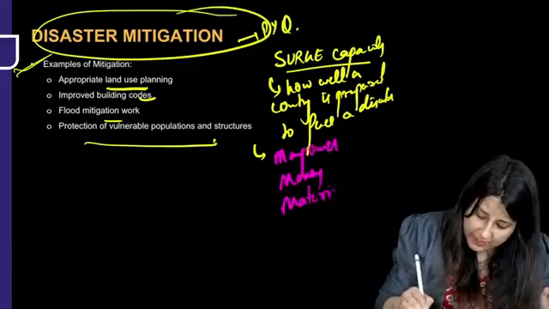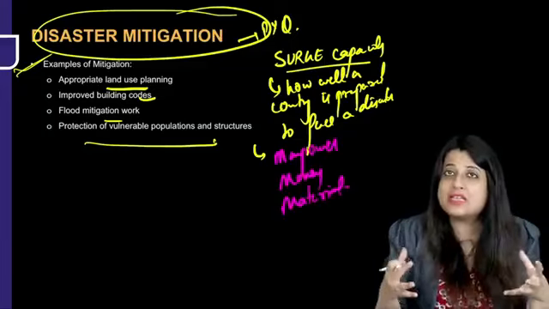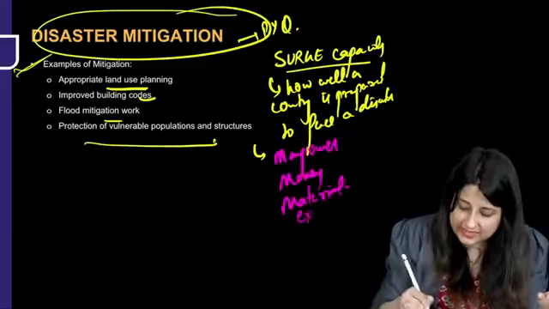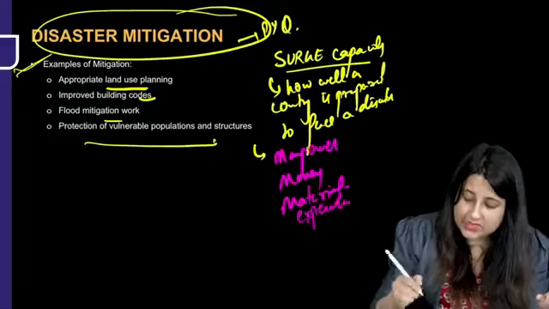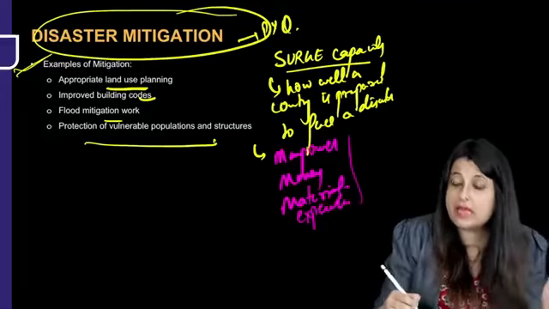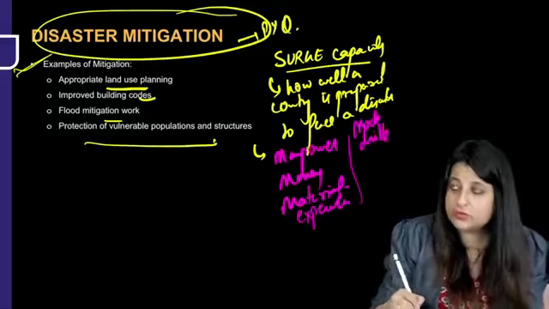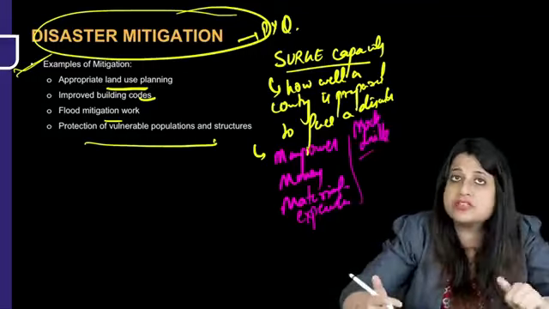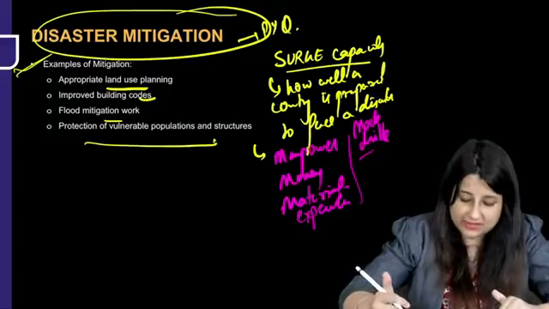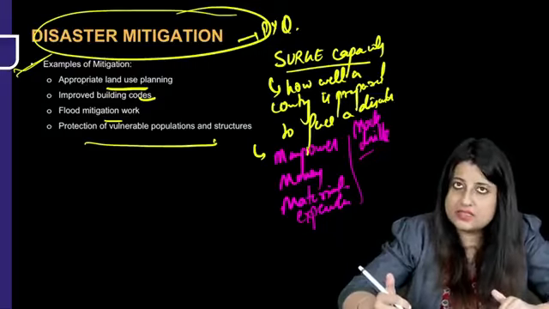How much manpower the country has? Paisa kitna hai? Material kitna hai? Expertise kitna hai to manage this thing? How many are trained? How many mock drills have we conducted? If there's a fire right now, how many mock drills have we conducted to manage that? So that is what surge capacity is.